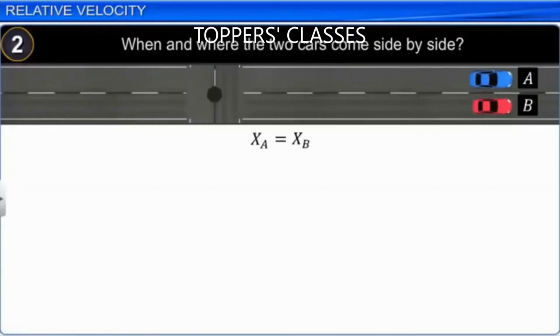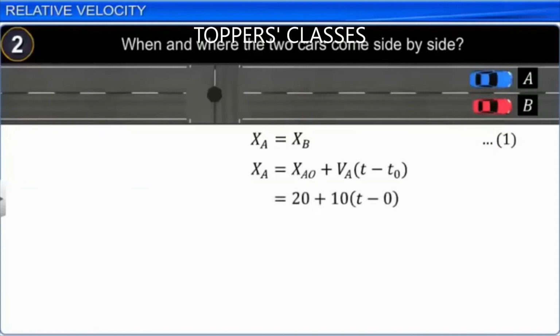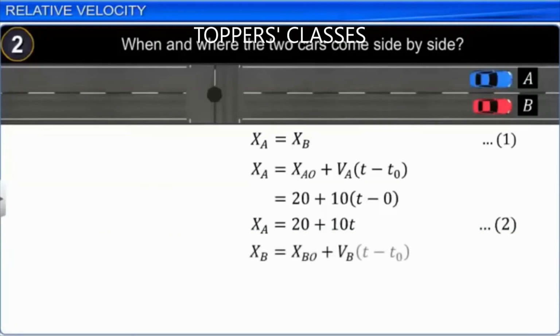Here, XA is equal to XAO plus VA into T minus T naught. By substituting and simplifying, we get XA equal to 20 plus 10T. This is equation 2. Similarly, XB is equal to XBO plus VB into T minus T naught. By substituting and simplifying, we get XB equal to minus 40 plus 20T. This is equation 3.